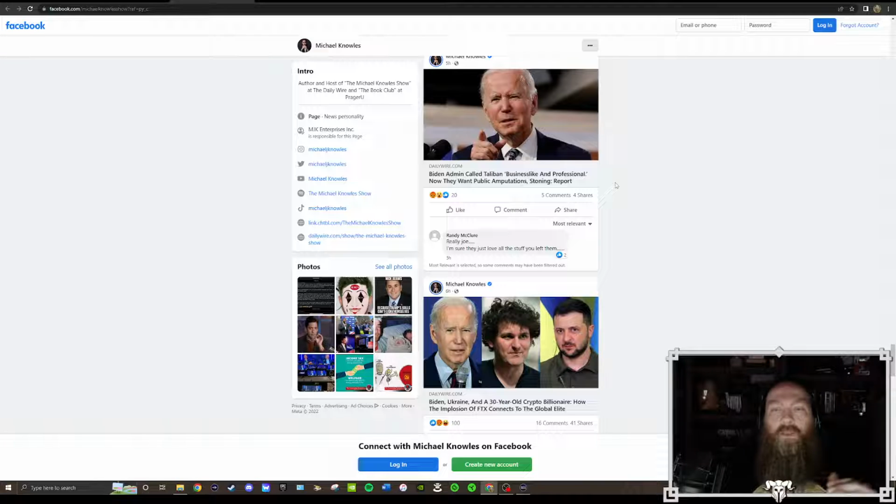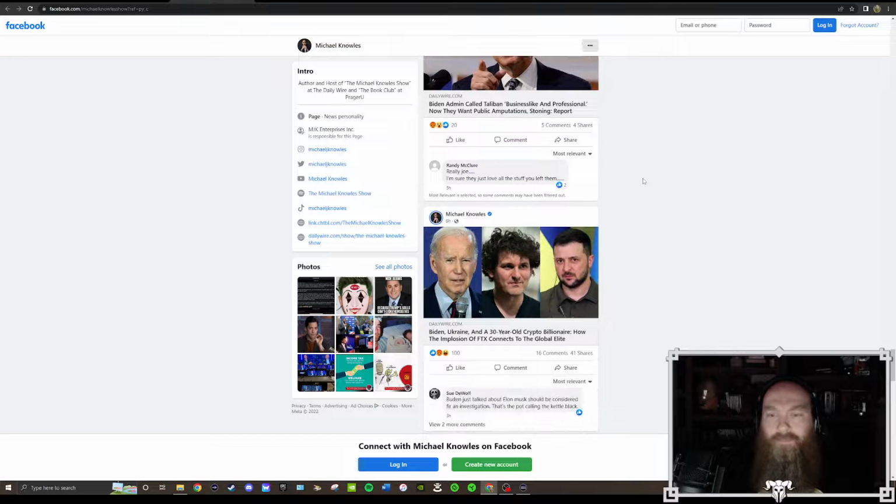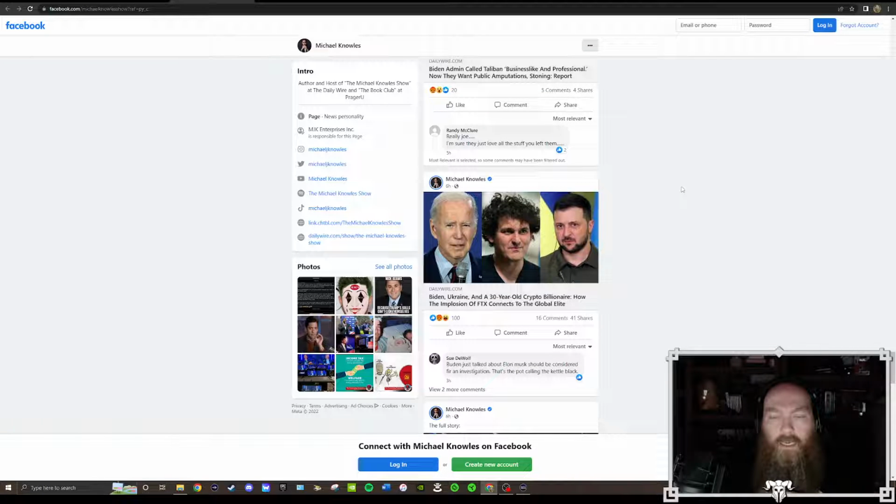And again, this is where the overlap happens, where a false equivalency and an inference can be almost the exact same thing. It just kind of depends on how it's written. But here, where it says Biden admin called Taliban businesslike and professional, and then stating now they want public amputations and stoning, that is what Biden considers businesslike and professional. I'm assuming they're talking about the international relationship that we have with the Taliban right now, again, as a complete failure of a 20-year Middle East war.